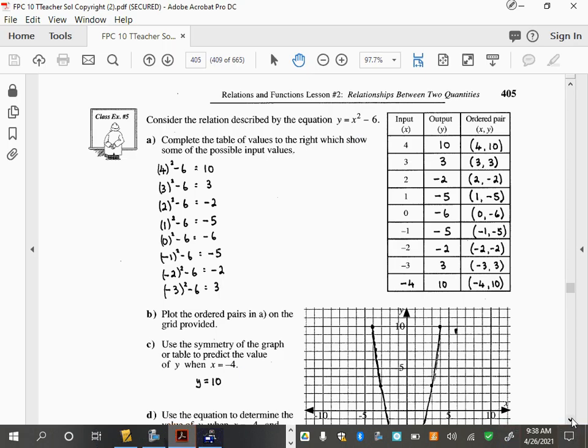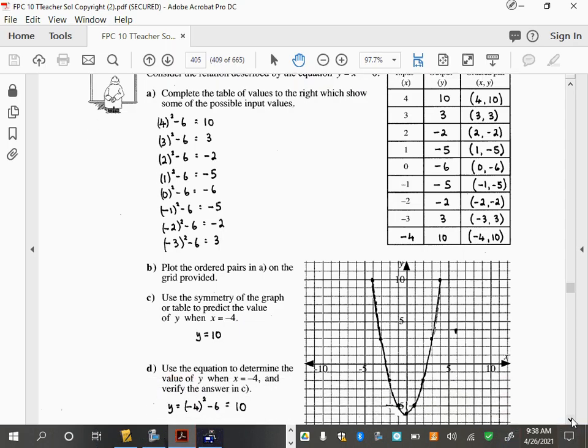Okay, so this is your table of values. Anybody get 10, 3? There's no pattern here. 10, 3, negative 2, negative 5, negative 6. Okay, now we start to see some repeats. That's good. Don't worry about the negative 4. You don't have to put that in. If you did, that's fine.